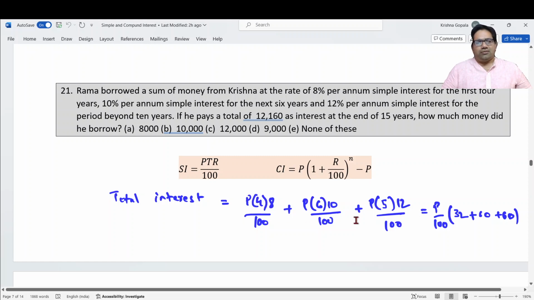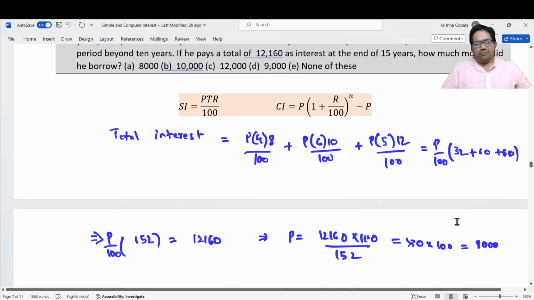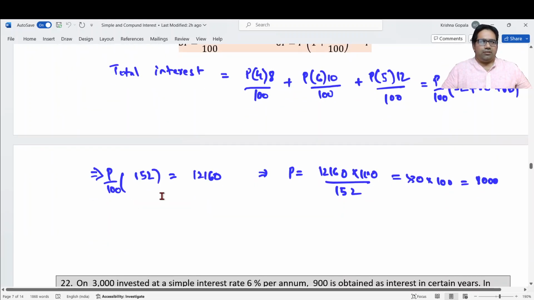We just need to calculate the respective amounts and then add. P into 4 into 8 by 100 for the first 4 years at 8%. Plus the next 6 years it is again 10%, P into 6 into 10 by 100. Plus the next 5 years it is 12%, P into 5 into 12 by 100. So P by 100 we will take common. 4 8 32 plus 6 10 60 plus 5 12 60. P by 100 into 152 is equal to 12160. P is equal to 100 into 12160 by 152.